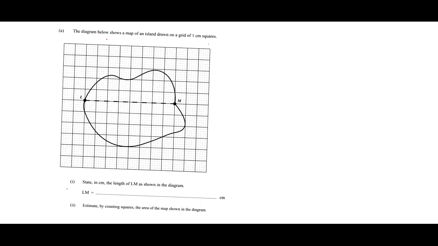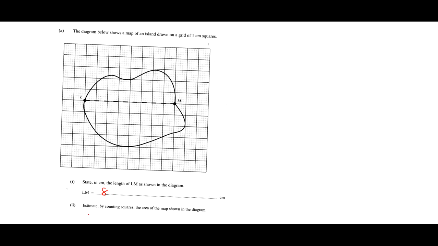So the first part A, the diagram below shows a map of an island drawn on a grid of 1 centimeter squares. State in cm the length of LM as shown in the diagram. So this is straight measurement, so it'll be 1, 2, 3, 4, 5, 6, 7, 8. So LM on the diagram is 8 centimeters.